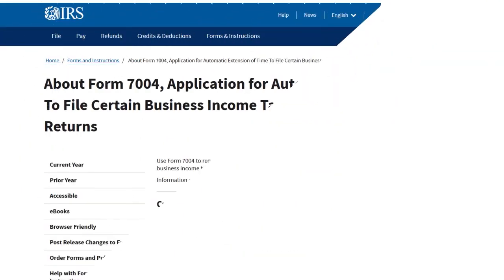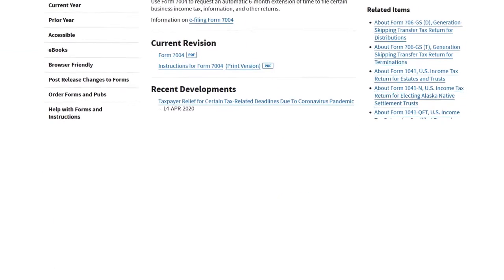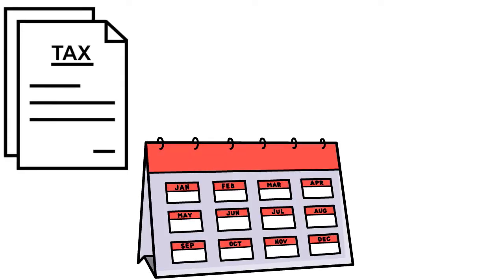I want to talk to you about extension. Extension is important because filing for an extension means that the IRS will grant an additional 6 months. Okay, the number here is 6 months. So you have 6 months to complete and file your business taxes for any given year.